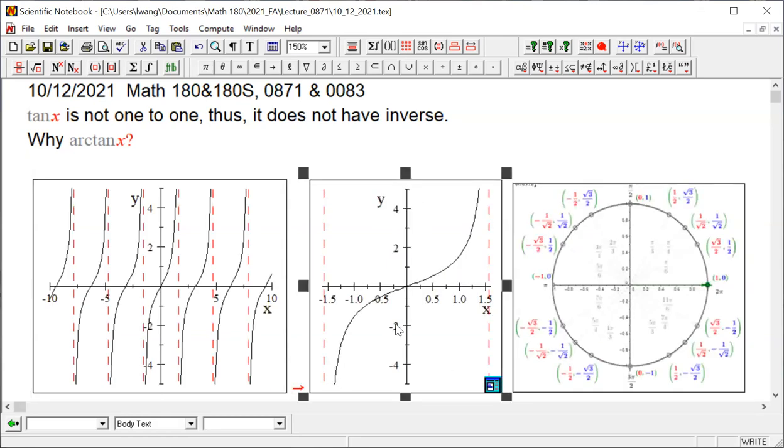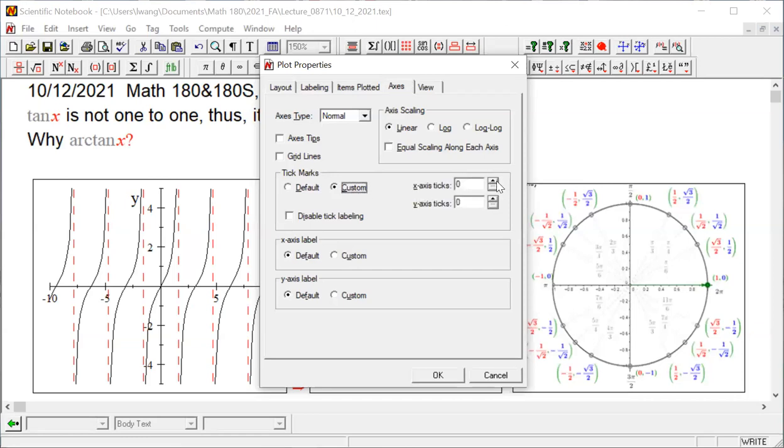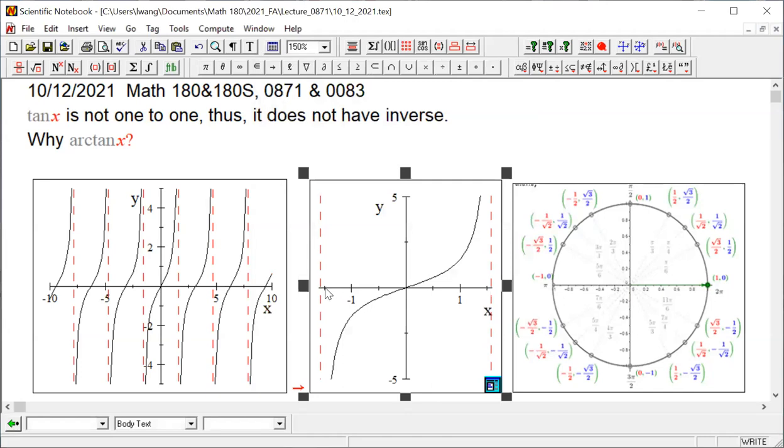After we chop it off, what can be the input? The inputs are the horizontal choices, the numbers horizontally. So what are they? They're from negative pi over 2 to pi over 2. Does it include negative pi over 2? Does it include positive pi over 2? Of course not. So the truncated tangent will have input from negative pi over 2 to pi over 2. So let's write it down.